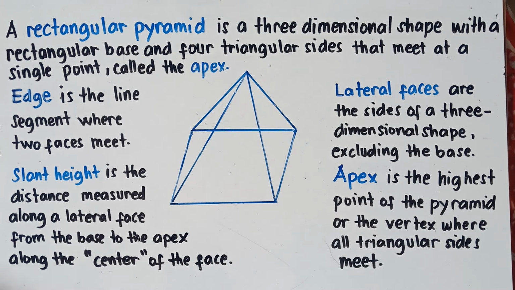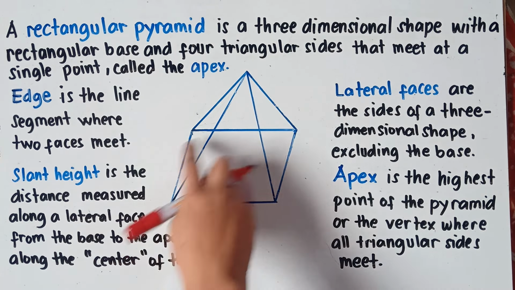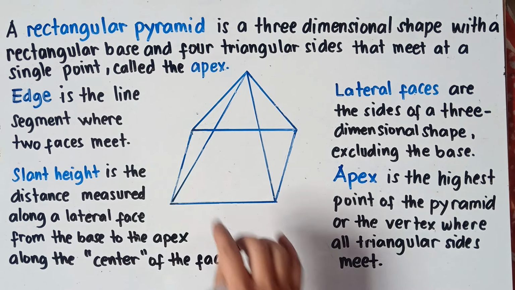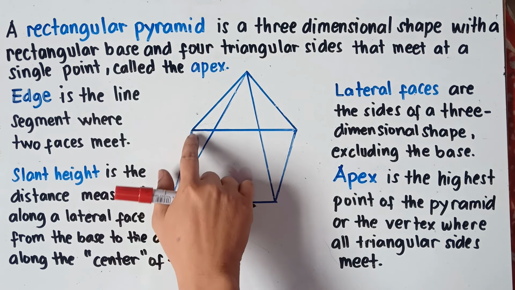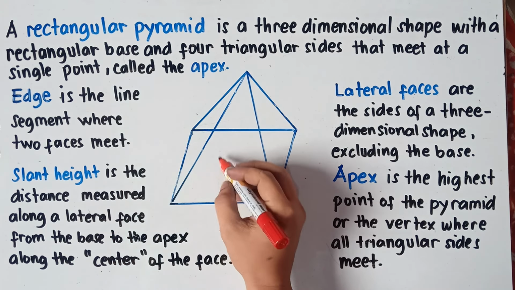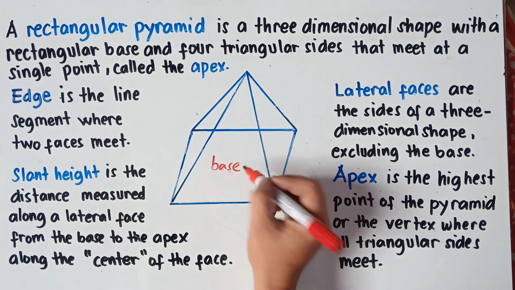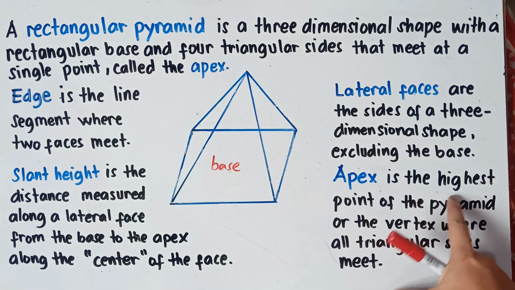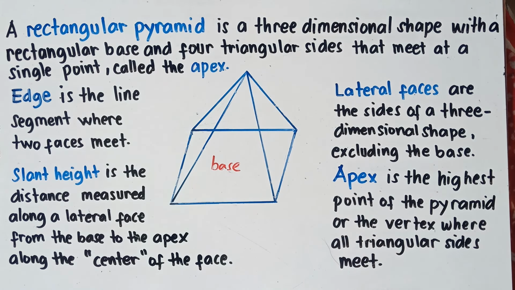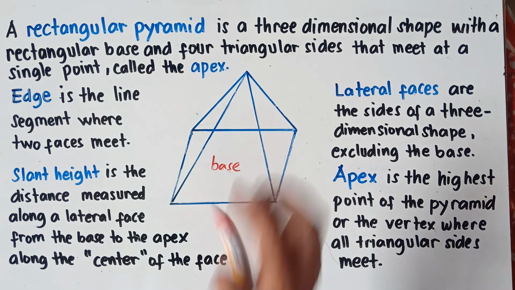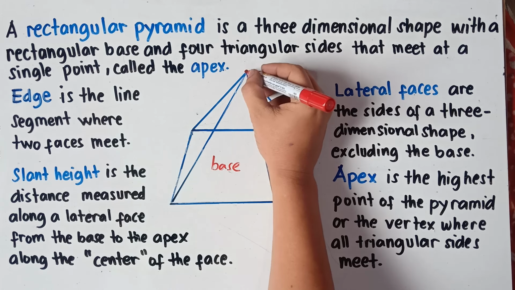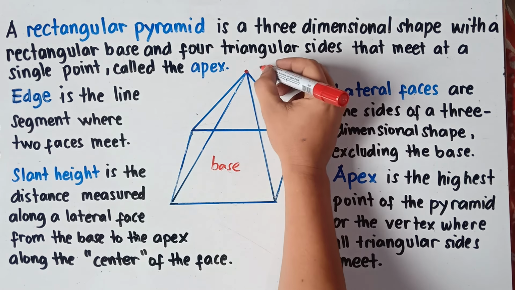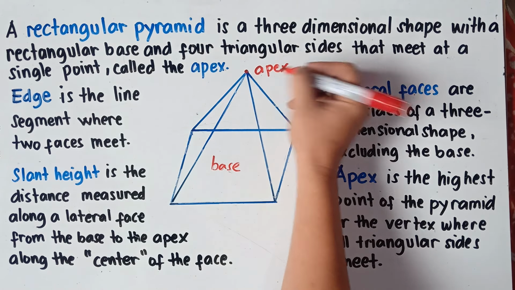Once again, class, the base of this rectangular pyramid is a rectangle. We call this one the base. So this rectangle right here is what we call the base. Now with regards to the apex, class, the apex is the highest point of the pyramid, or the vertex where all triangular sides meet. So this point right here, the highest point, is what we call the apex.